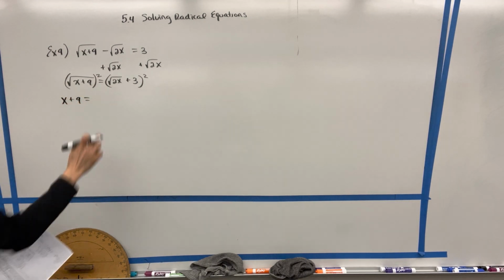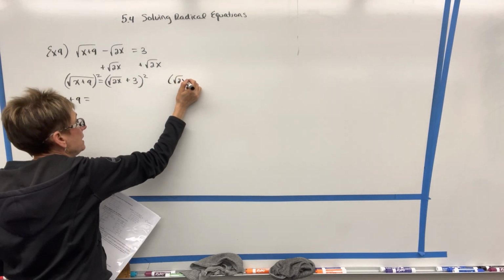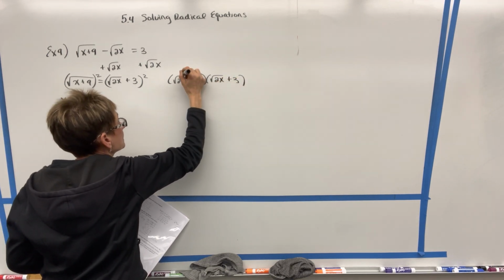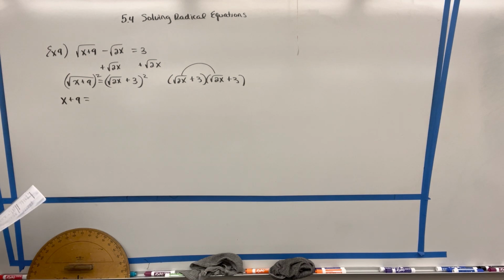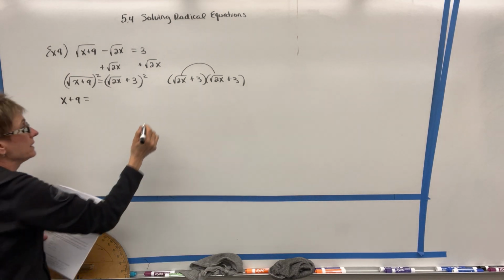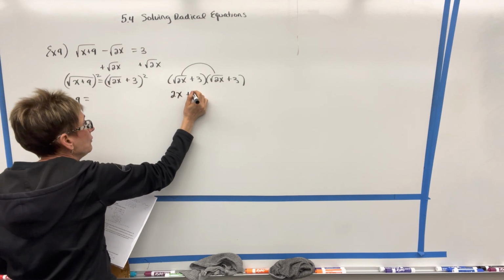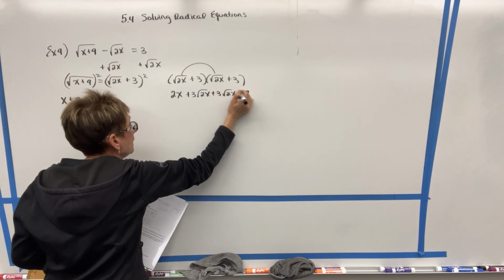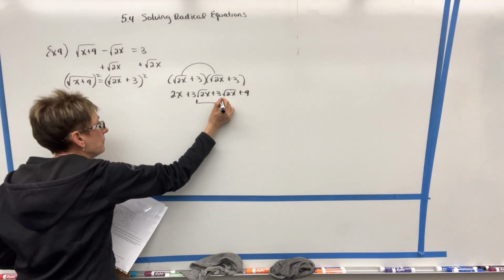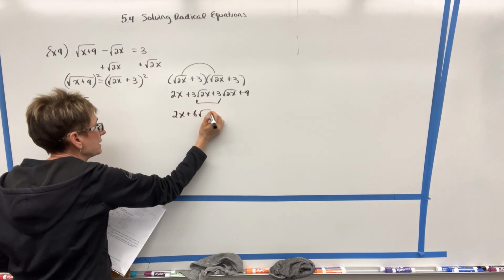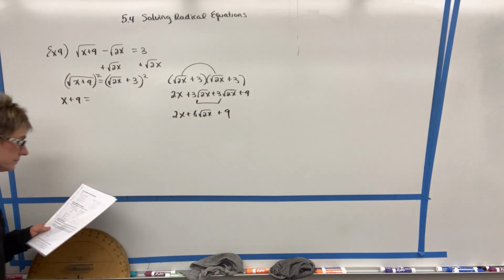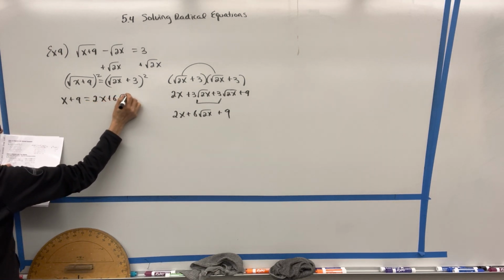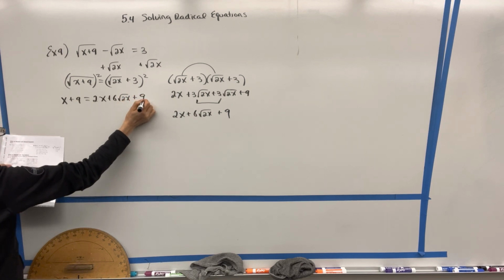However, be careful because on the right it's fairly complicated. We are in essence foiling this work here. So I'm taking the square root of 2x plus 3 and I'm multiplying it times the square root of 2x plus 3. For my first terms, the square root of 2x times the square root of 2x is just 2x. And then I have plus 3 times the square root of 2x and 3 more times the square root of 2x and then 9. So when I combine these, I get 2x plus 6 times the square root of 2x plus 9.